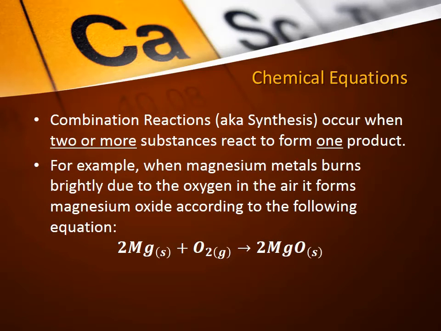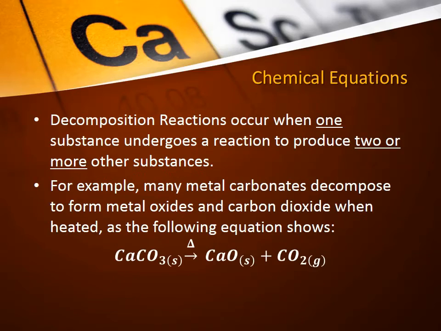Combination reactions, which again we knew as synthesis, occur when two or more substances react to form one product. For example, magnesium metal burning brightly is this equation. But again, you should be able to tell that if magnesium and oxygen combined, then we're going to have magnesium oxide. So please make sure you know how to do those. Decompositions occur when one substance reacts and produces two or more substances, kind of breaks apart.